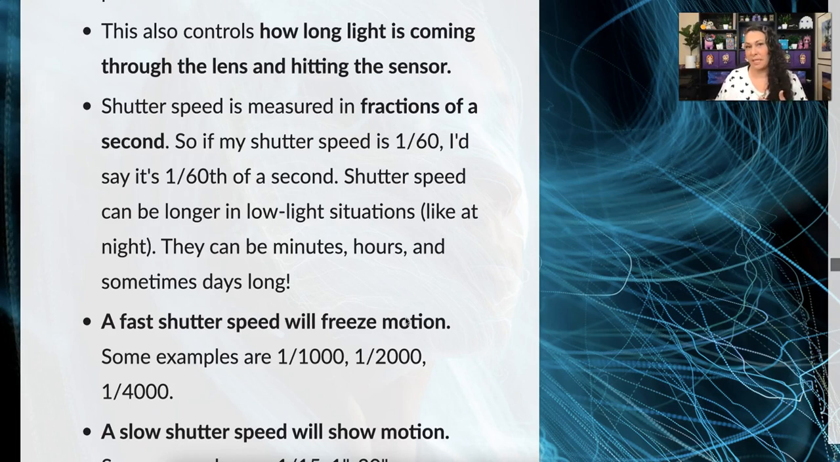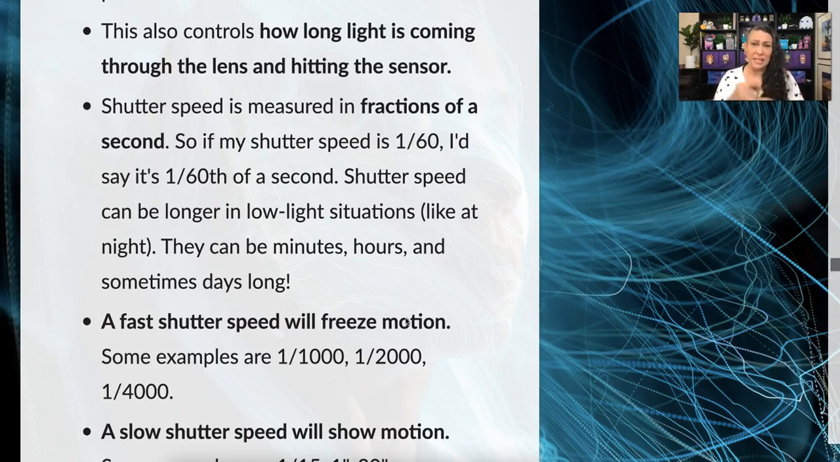If my shutter speed is 1/60, then I would say it's 1/60th of a second. This literally means that if you take 1 second and divide it up into 60 pieces, then the shutter would only be open for one of those 60 pieces, so 1/60th of a second.